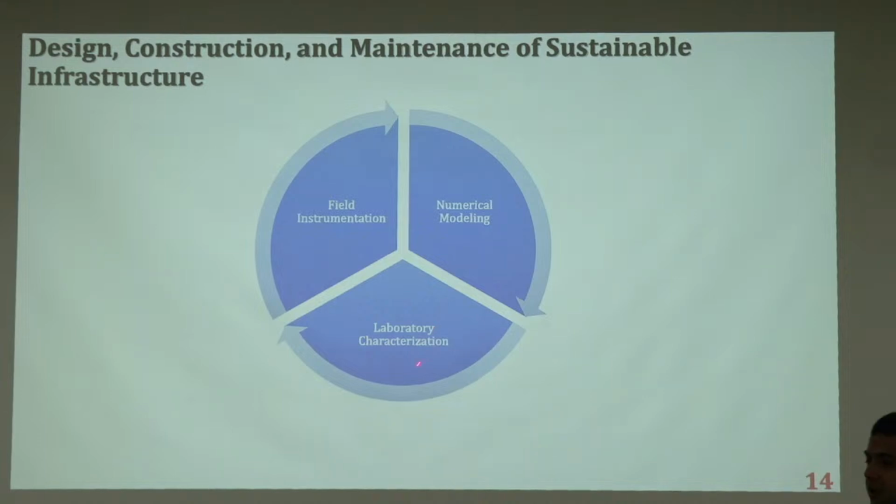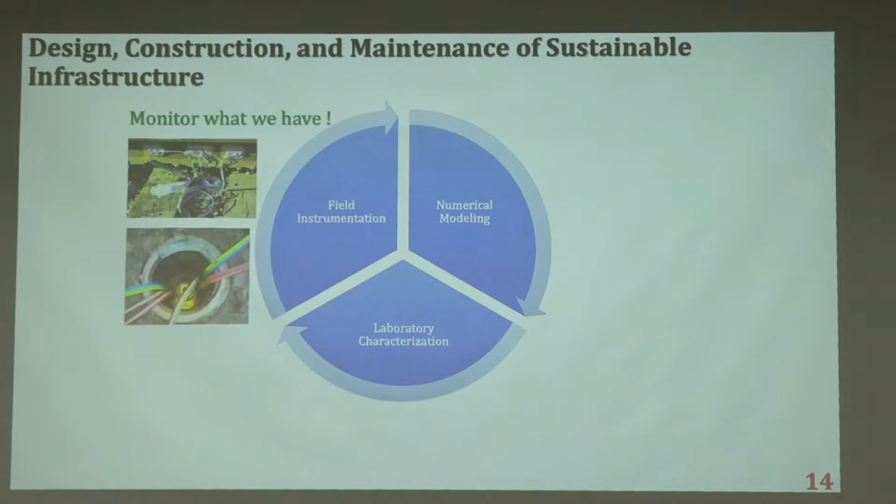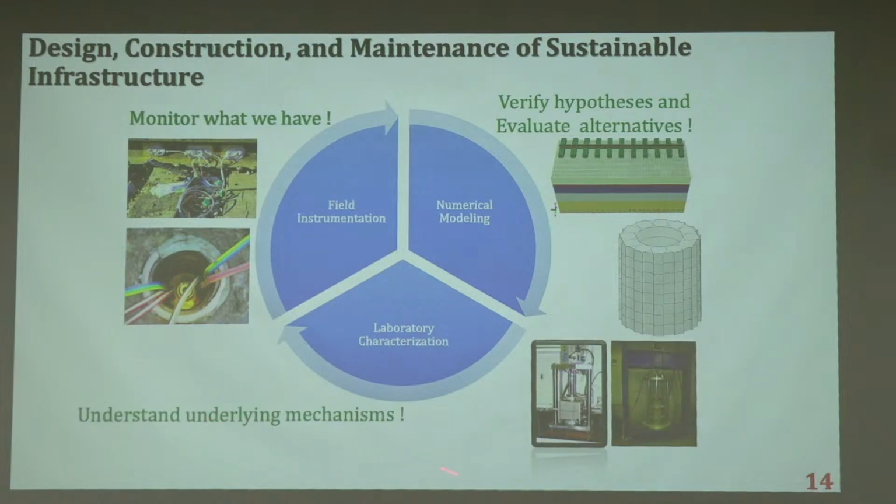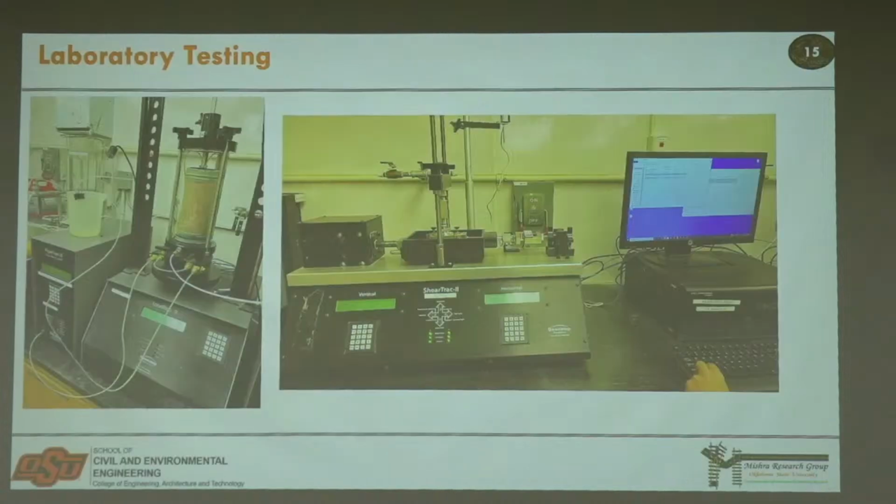So lab is a very simplified, assumed kind of a scenario. Numerical modeling is theory. There are a lot of assumptions and stuff. Field instrumentation is something that happens in the field. You have to bring all of that together. We need to monitor what we have. Then we need to verify hypotheses and evaluate alternatives, and then we study the underlying mechanisms and stuff. So it's a cycle. So an ideal research should actually have all three of them, right? So that's what we're trying to do.